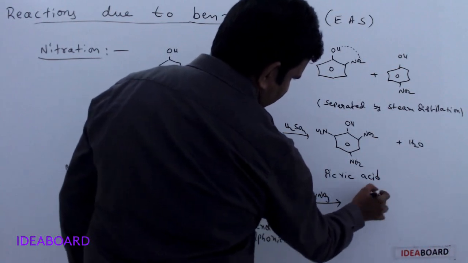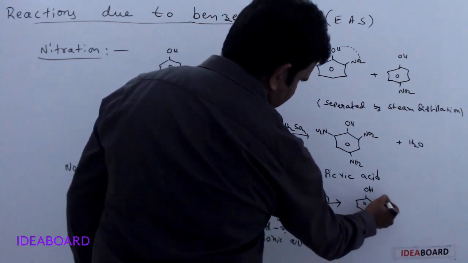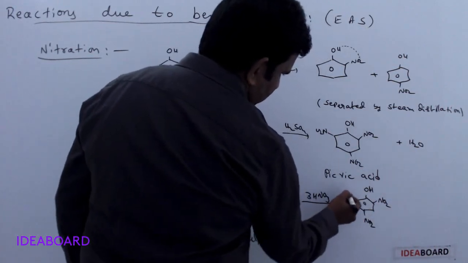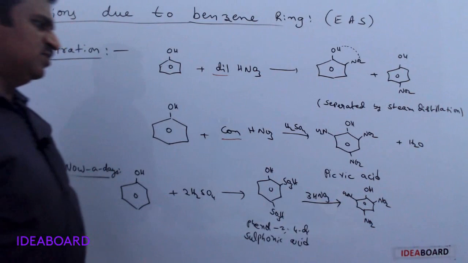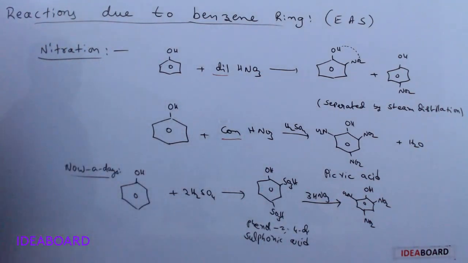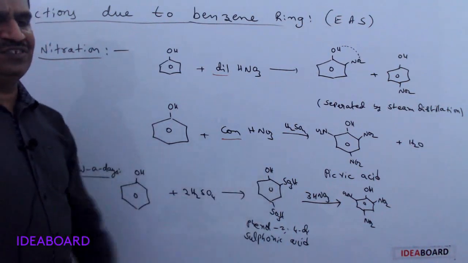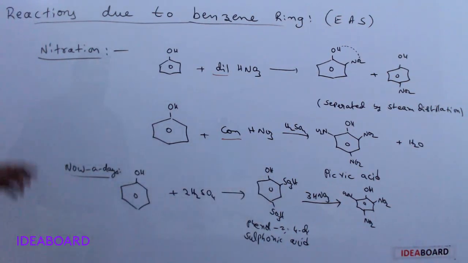Same, 2,4,6. So NO2, NO2 and NO2. 2,4,6 trinitrophenol is formed. So this is the latest method for the preparation of 2,4,6 trinitrophenol, and this is the nitration process of phenols.